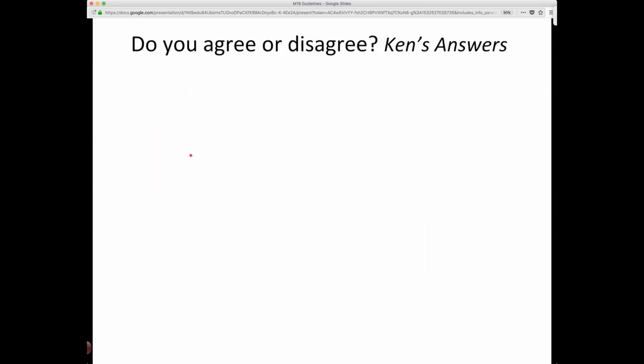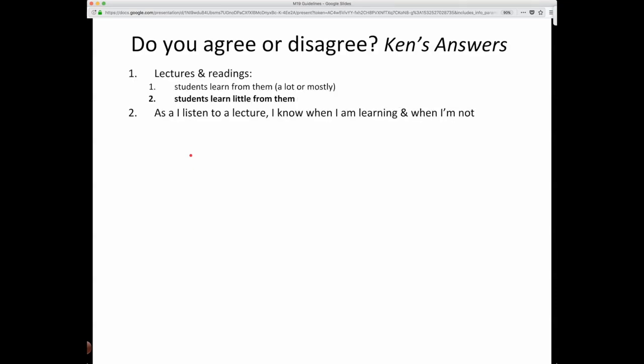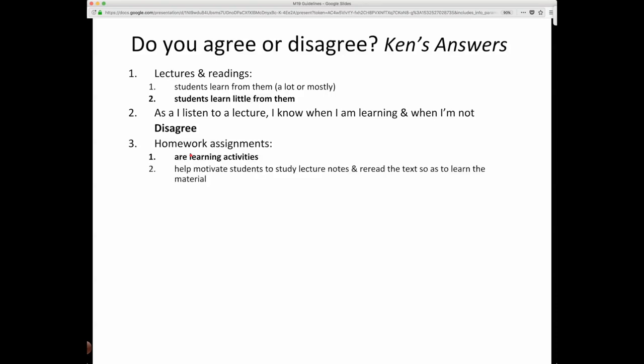So let me just go back to my answers to this. Students learn relatively little from lecture and readings. They're very important, but the learning has to continue. As you listen to a lecture, you're not necessarily very good at knowing whether you're learning or not. When you actually try it yourself, that's when you really find out. Homework assignments are learning activities. They may also help motivate you to go back and seek these other sources, but unless, after looking at those, you practice again, you will not learn them. Quizzes and tests are therefore part of the learning activities.